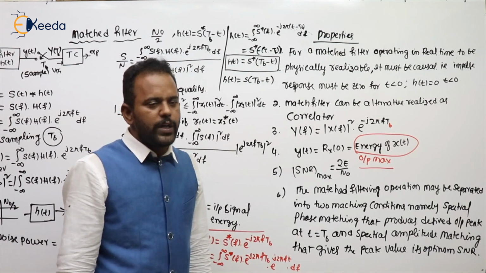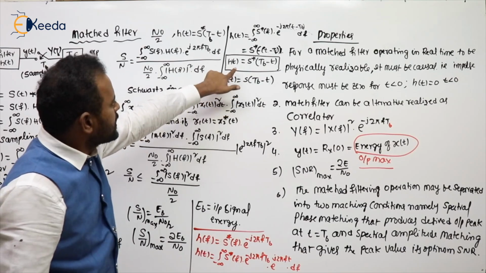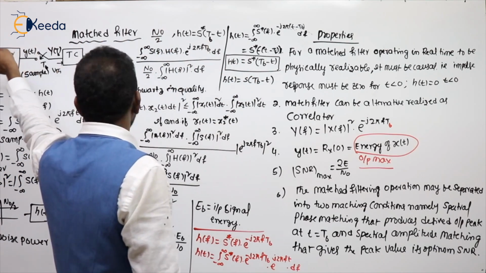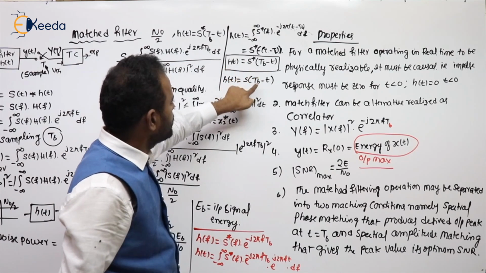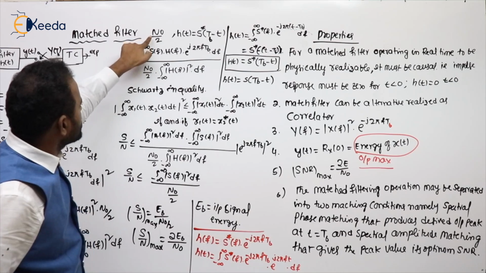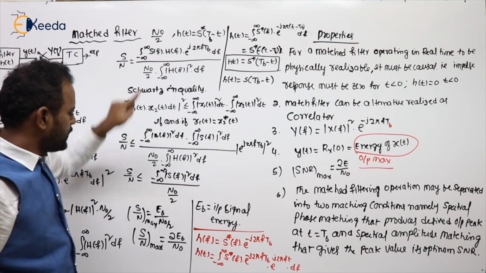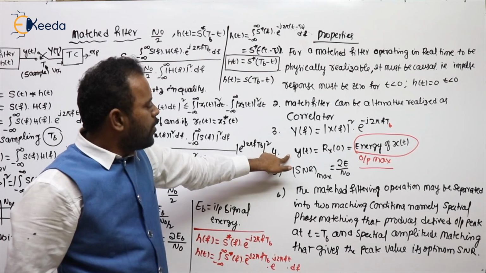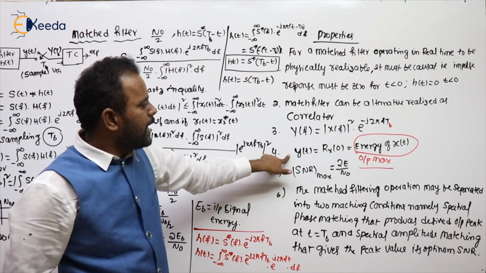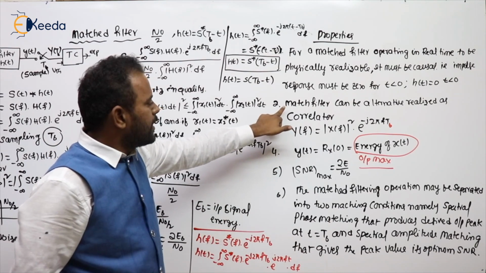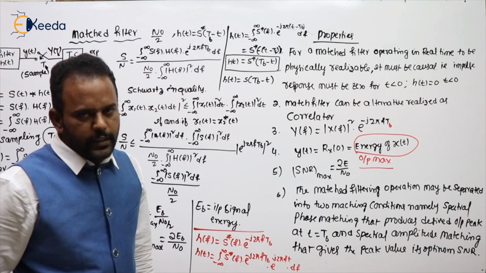So the final points we need to remember. The impulse response of a matched filter, where S means the input, and TB is the duration of the input. Noise power maximum is N0 by 2, at that point SNR is maximum, and the output maximum value is equal to the energy of the input. The matched filter can alternatively be realized as a correlator. Remember these points.